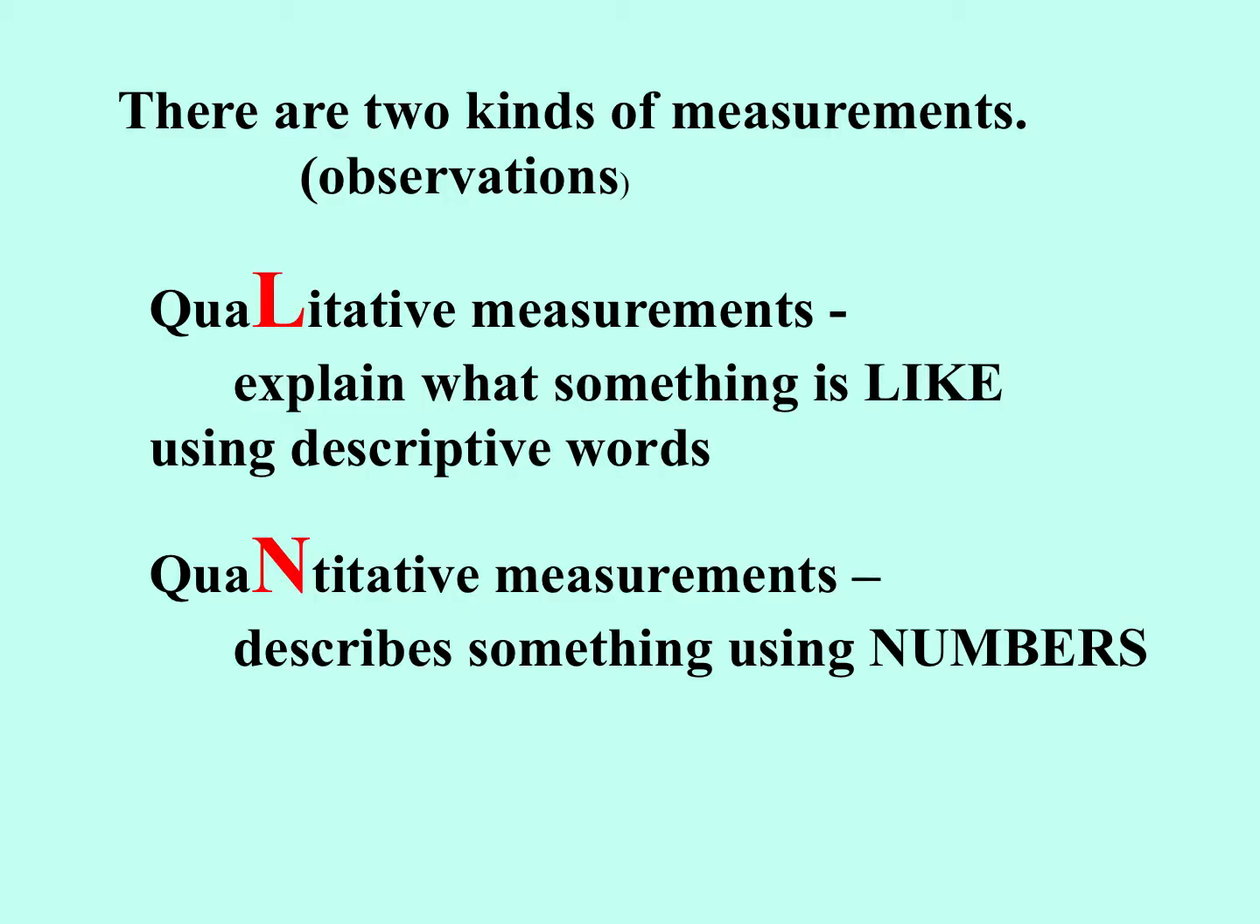Quantitative measurement has the N in it, and that N, we want to remember, stands for numbers. A quantitative measurement is a measurement that has a number. The basketball player is 6'4". The apple weighs 0.3 pounds. If it has a number, it's a quantitative measurement. That's something you want to keep track of. That should probably go in your notes. You can pause the video at any time.